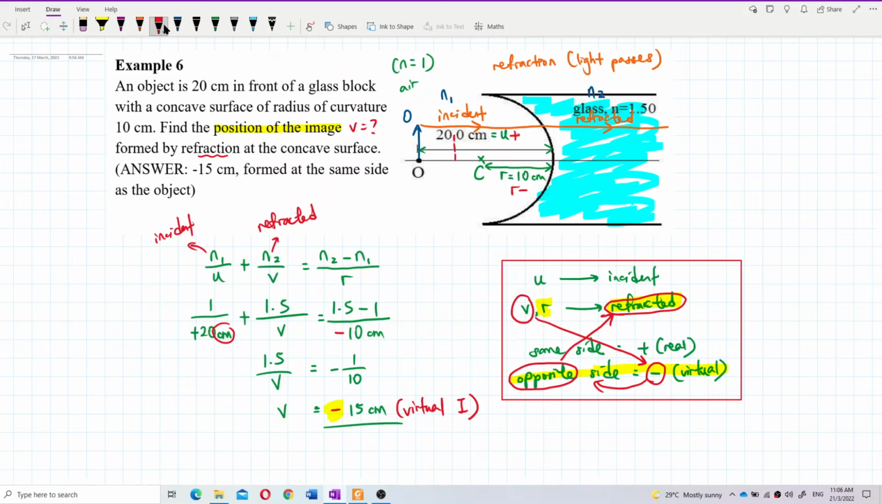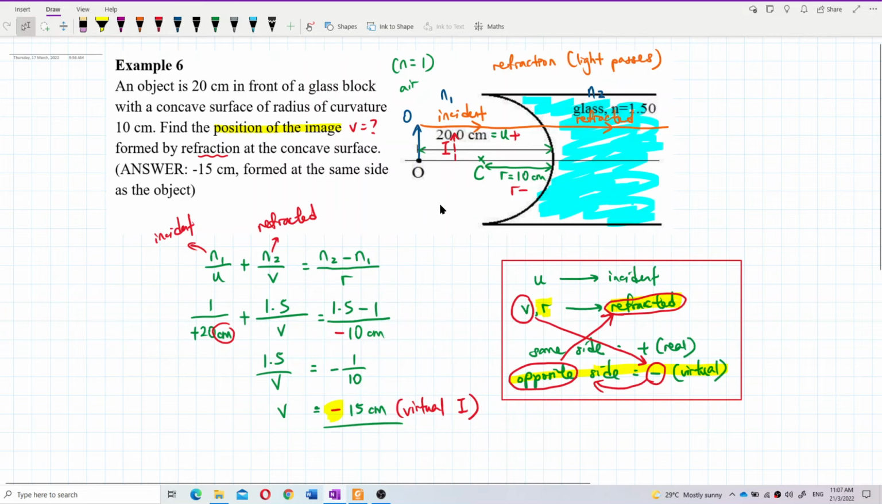Virtual image is dotted line. You must draw dotted line. So this is the image. Understand? This is the image, 15 centimeter nearer to the surface.